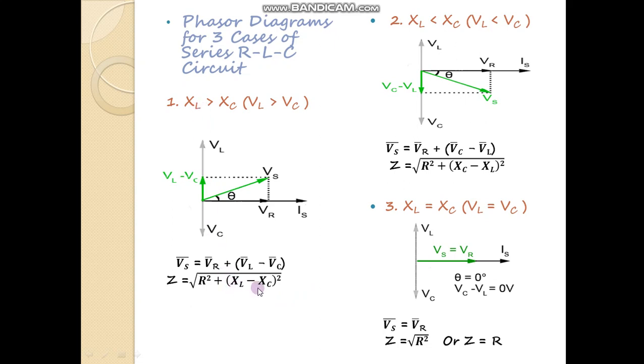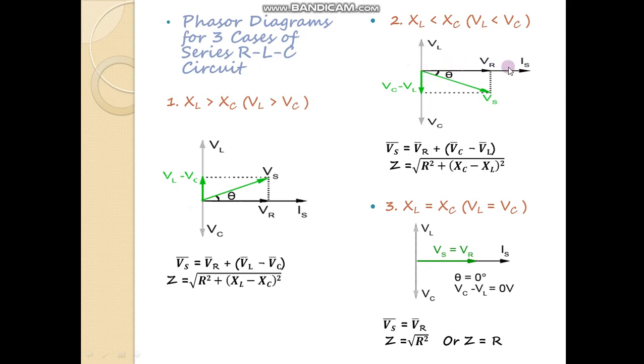As XL is greater here, we have taken XL minus XC. Now the second case of the series RLC circuit: here XL is less than XC, or we can say VL is less than VC, meaning the capacitive reactance part is greater than the inductive reactance part. So here the phasor will come in the negative part of the imaginary axis.